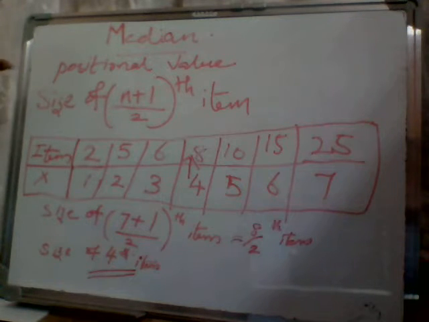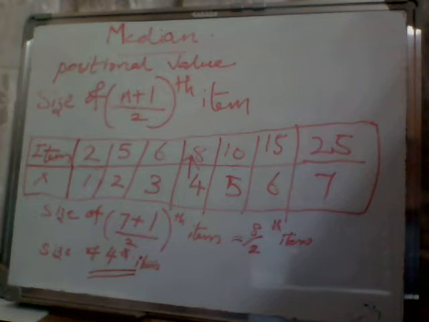It's a positional value. That is the important thing. Median is a positional value. It is defined as the value of the distribution on either side of which there are equal number of items when they are arranged in order. So we are taking the middle position. That one is the median.